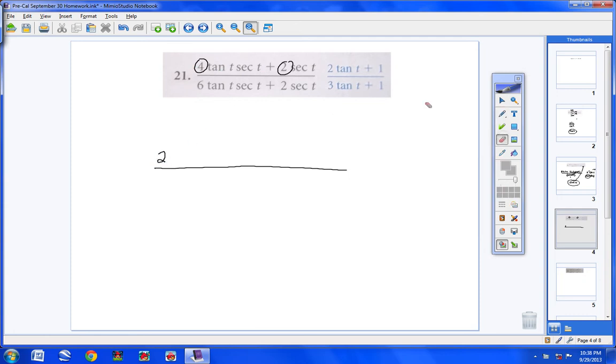Now, also up top, I have a secant in this term right here and a secant in this term. So I know I can pull out a secant t. Now let's see what we're left over with.